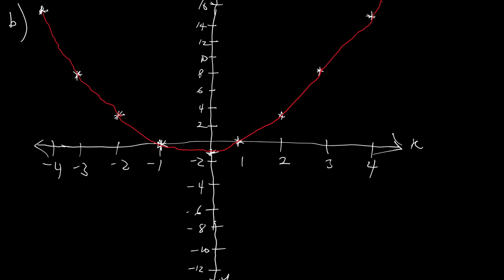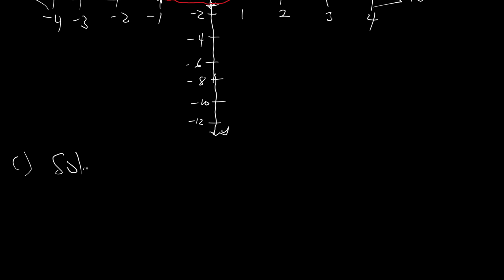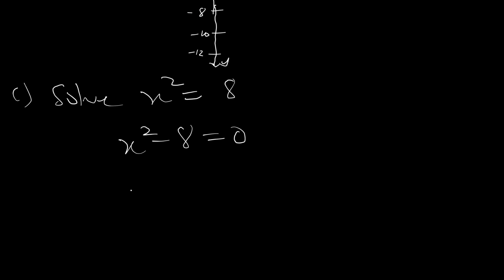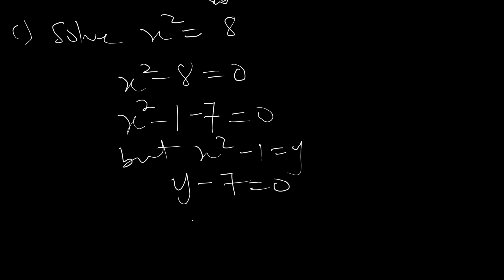It says solve x squared is equal to 8. Now x squared is equal to 8 can be written as x squared minus 8 is equal to 0. This is the same as x squared minus 1 minus 7 is equal to 0. But we know that x squared minus 1 is y, so we can say that y minus 7 is equal to 0. Now when we make y the subject, y will be equal to 7.